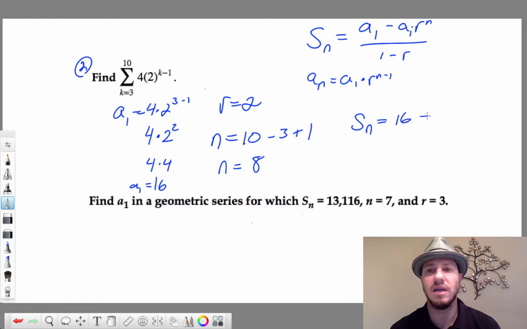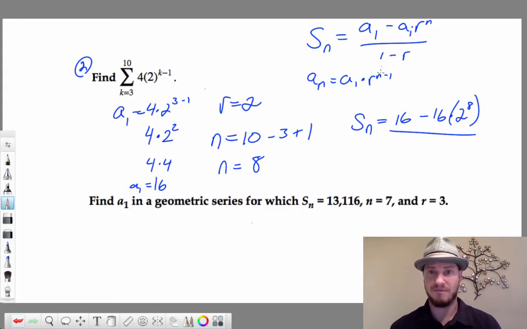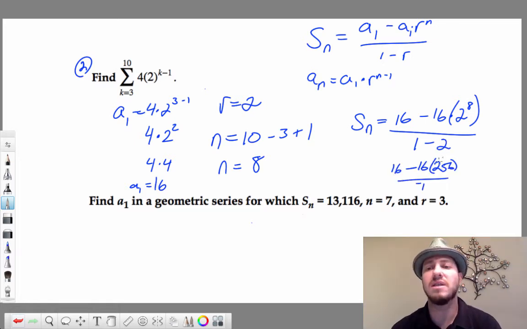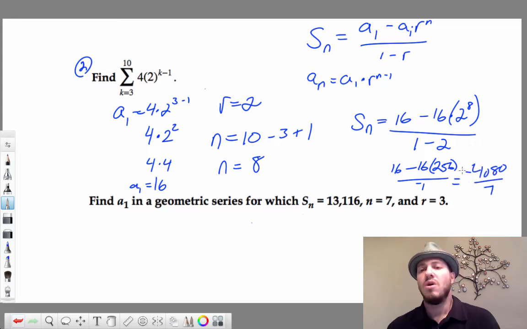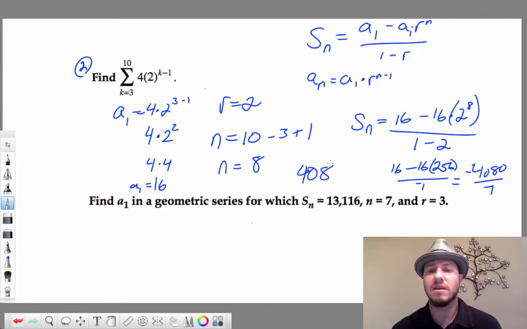A1 is 16 minus 16 times R, which is 2 raised to the 8th. Remember to do that part first. A lot of times I'll put that in parentheses to clarify that for myself. All over 1 minus R, which is 2. 16 minus 16 times 256, which when I simplify that, negative 4,080 divided by negative 1 becomes positive 4,080, which is the sum of that sequence.